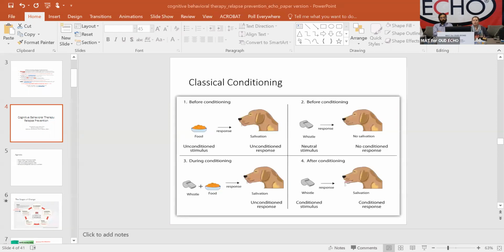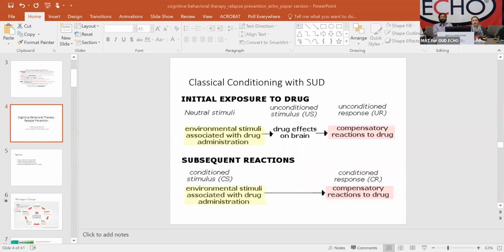And we know that this happens via classical conditioning. Most of you are probably familiar with Pavlov's dog experiment. Essentially, there's an unconditioned stimulus that gets partnered with a neutral stimulus, and over time the neutral stimulus elicits the same response. So we know that that's happening when people are using drugs.